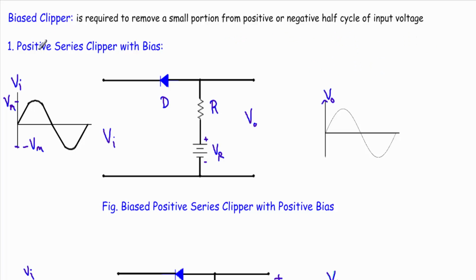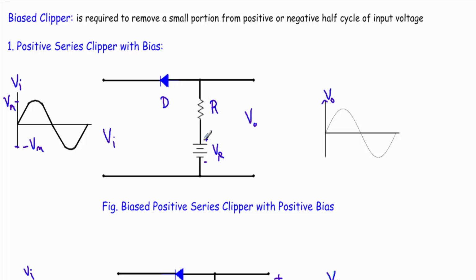At first I will talk about positive series clipper with bias, that means biased positive series clipper circuit. When a diode and a resistor are connected like this, that is known as positive series clipper circuit, and if I add an additional bias voltage or a voltage source of plus VR, that will be our positive series clipper with bias, or biased positive series clipper circuit.